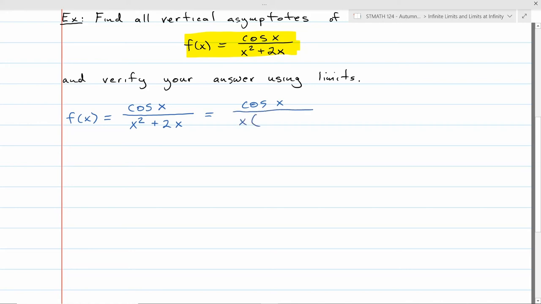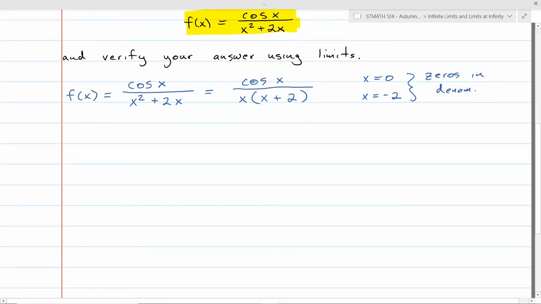If you factor out an x, you can write it as x times the quantity x plus 2. Now I can tell at a glance that x equals 0 and x equals negative 2 are going to cause zeros in the denominator, right? So that tells me I probably got some asymptotes there. Maybe not. Sometimes just because you have a 0 in the denominator, it could be canceling with something that's going on in the numerator. But those are your candidates. So we want to look at what's going on at x equals 0 and x equals negative 2.